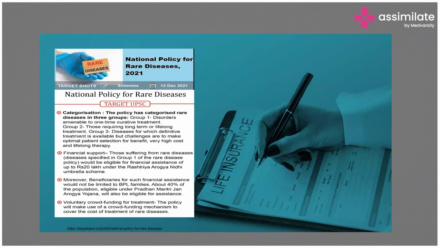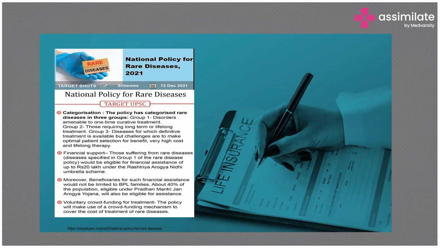Not only does the government support identification and treatment, they also support with financial assistance for these people. One example is they can get financial assistance up to 20 lakh under the Rashtriya Arogya Nidhi umbrella scheme. There is no discrimination whether they are BPL or APL; they should get the benefit of the policy. If the government is not able to provide, they also have a policy of crowdfunding. People can raise funds from corporates or HNIs or others.